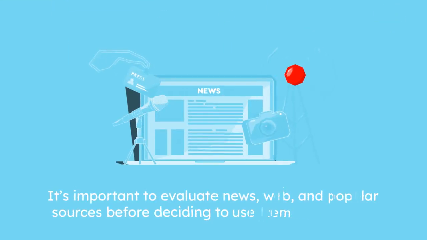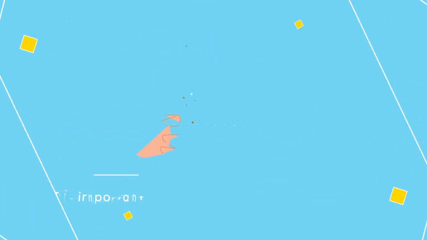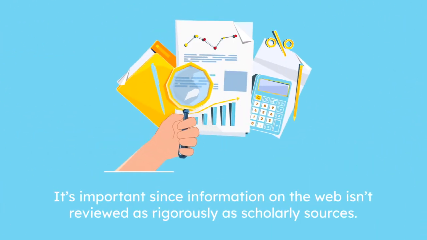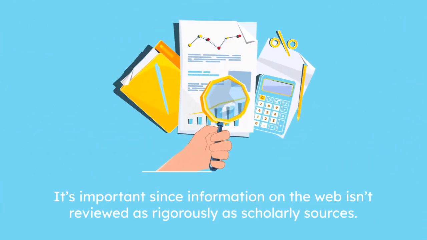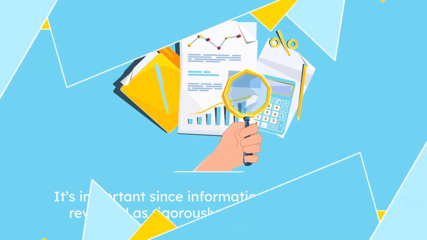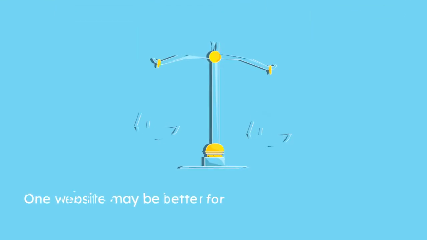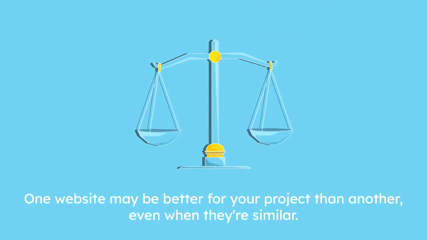Similar to scholarly sources, it's important to evaluate news, web, and popular sources before deciding to use them in a project. In fact, it's often more important since information on the web isn't reviewed as rigorously as scholarly articles. There's a lot of good information online, but not all online sources are exactly the same. Even if you have two websites that look very similar, one may be better for your project than the other.